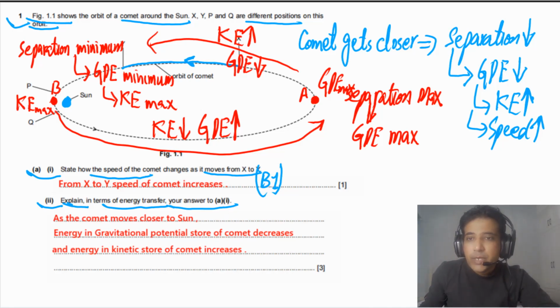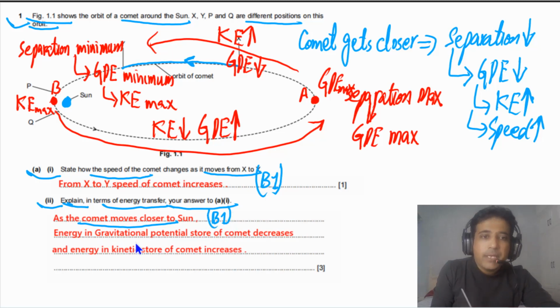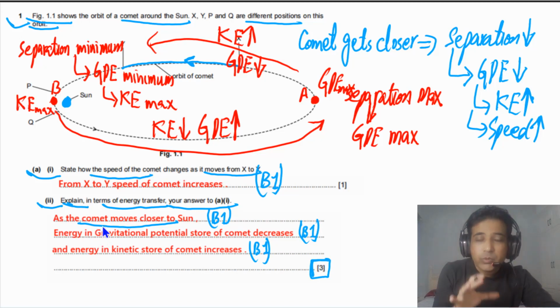So if you write down these 3 points, if you write down the first point, as the comet moves closer to the sun, you will get 1 B mark. And the second mark you will get if you have written gravitational potential energy of the comet decreases. And the last one, if you say kinetic energy decreases, you will get another B mark. So this is how these 3 marks will be awarded to you, and these are the 3 points you have to write down to get these 3 marks.